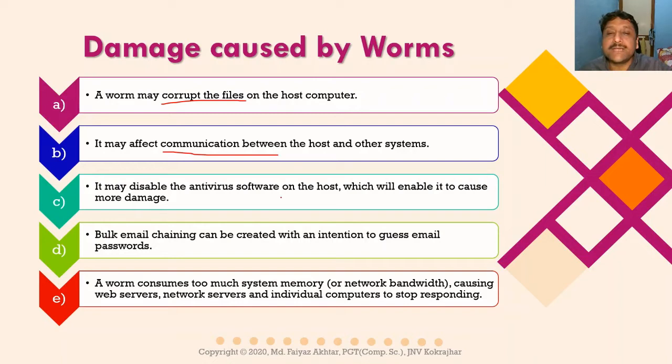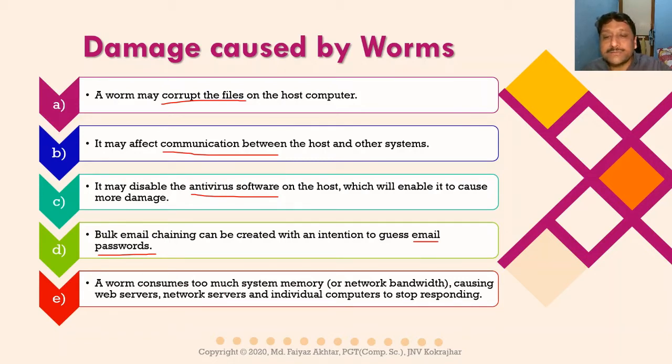It may disable the antivirus on the host, which will enable it to cause more damage. Some worms are so capable that they can stop the working of antivirus software also, and then you can imagine how much damage it can do. Bulk email chaining can be created with the intention to guess email passwords. It can also guess your email password, and these passwords can be shared by the sender of the worm. And then you can imagine what happens.